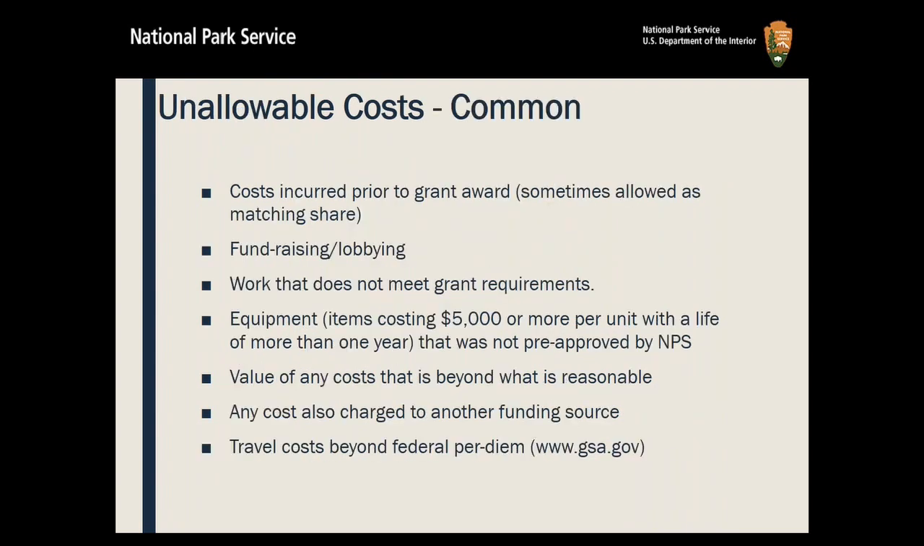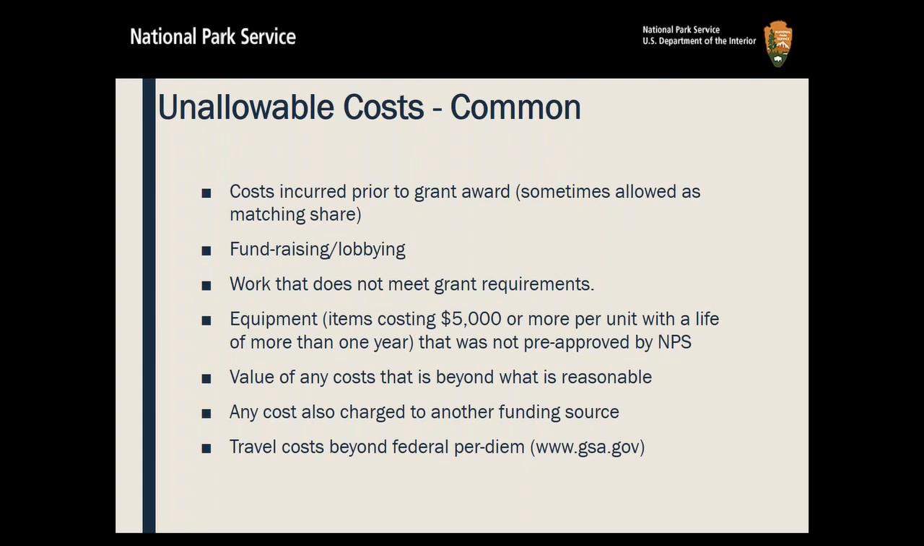Allowable costs or unallowable costs. These are some of the most common unallowable costs that we see. And those are costs that are incurred prior to the grant award, although sometimes we will allow these to be counted as matching share, but they would have to be incurred within the previous year, and that would have to be with the approval of your grant administrator.